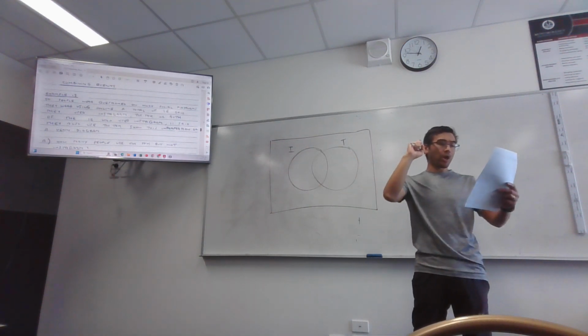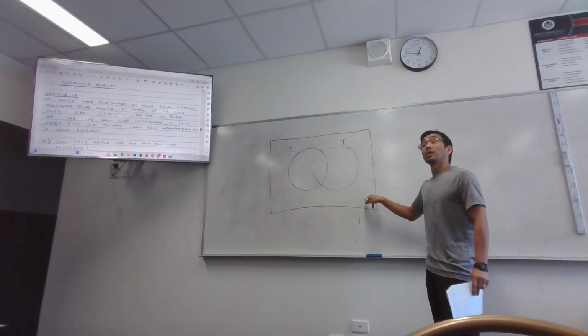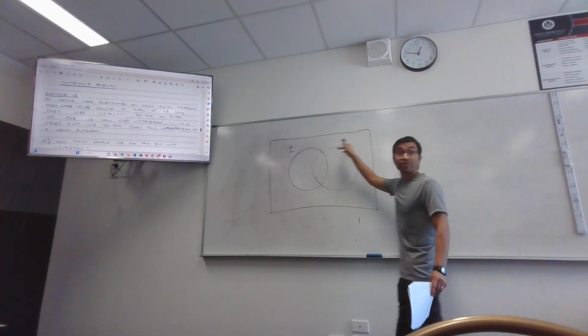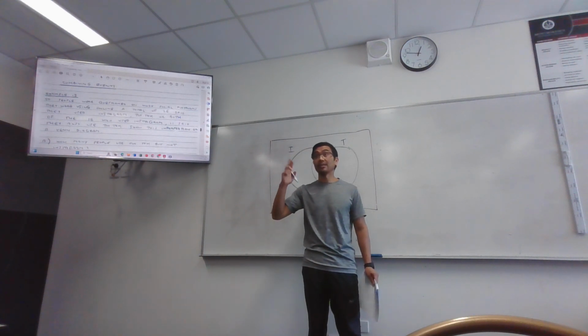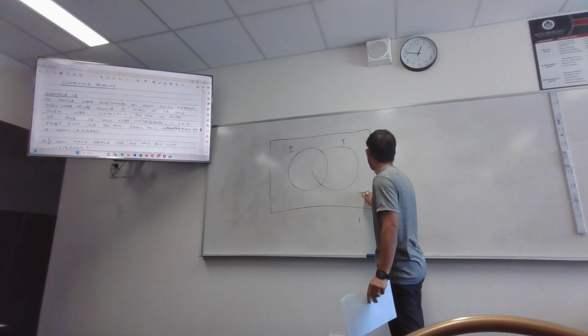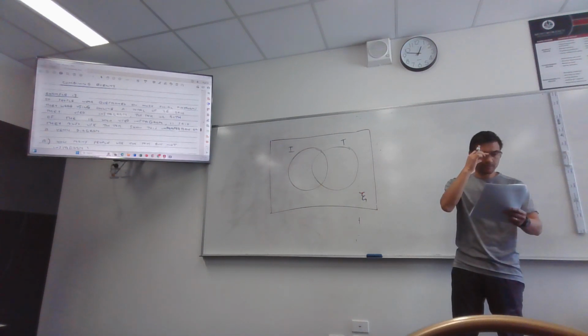Now, it's really important as well, you can label the outside space. What is the outside space? The universe, the universal set. Okay, so that's on the outside.